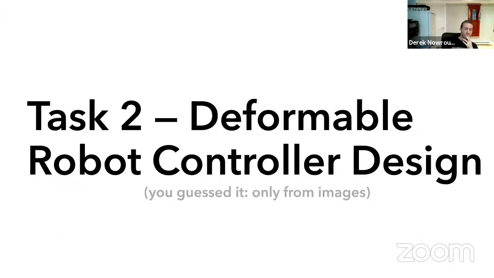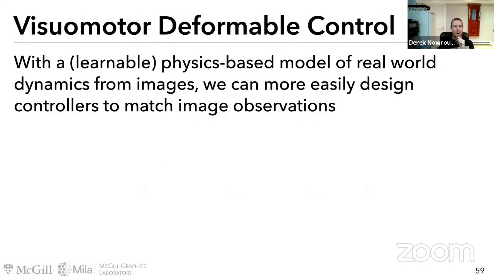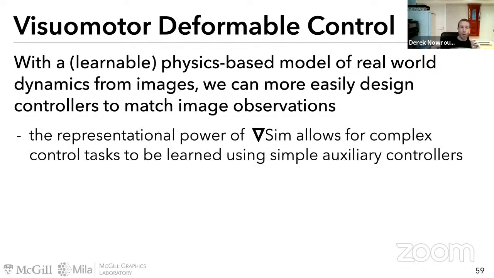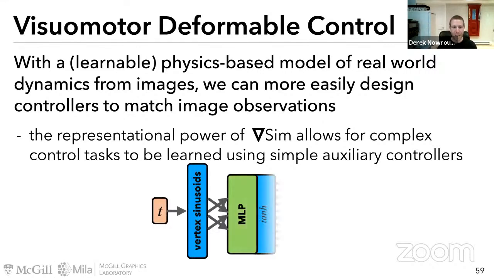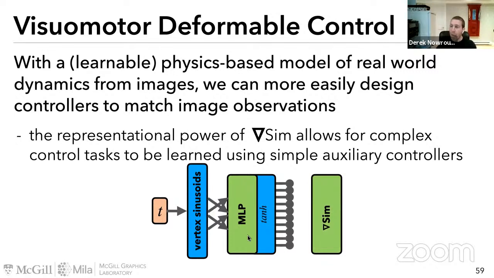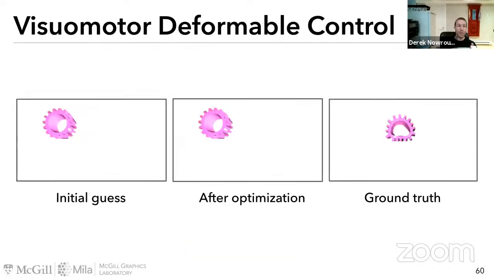I want to talk about one more task that I think is really interesting here, which is robot controller design, where robot is a term that's used very loosely. If I have a learnable physics-based model of the real world, and I want to control objects in it, well, that's another learning-based task. So GradSim allows us to embed dynamic differentiable physics in larger neural architectures. Here I want to learn a simple MLP neural network to activate forces on a deformable object, and I'm going to use GradSim in the loop to do this.